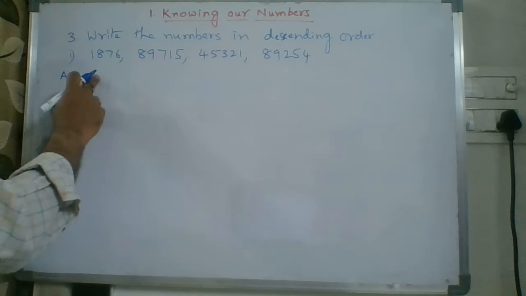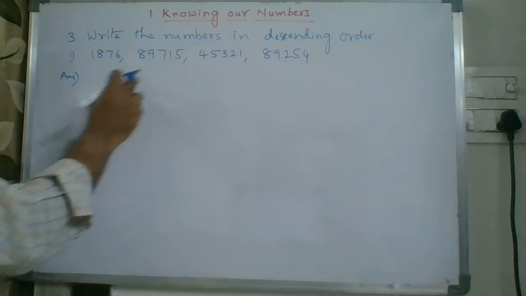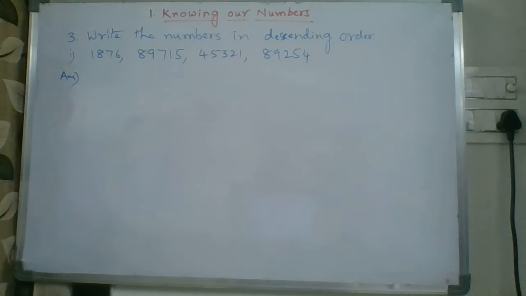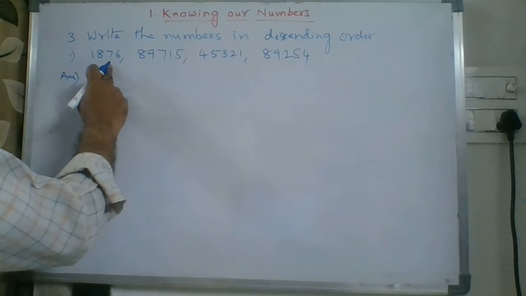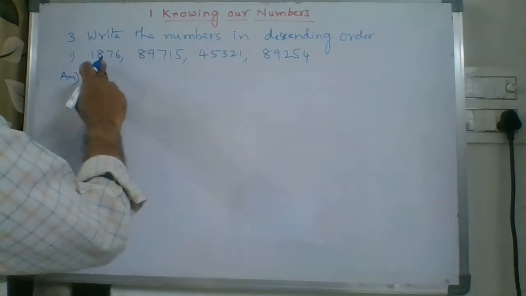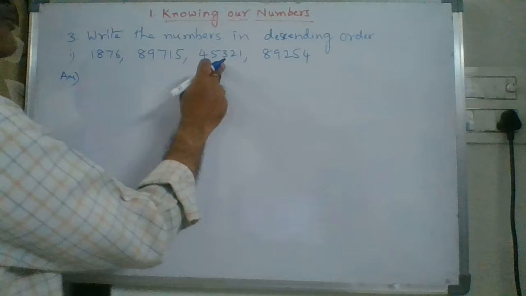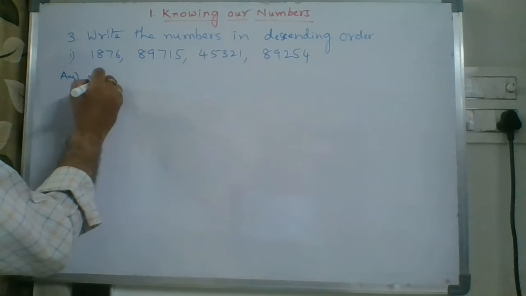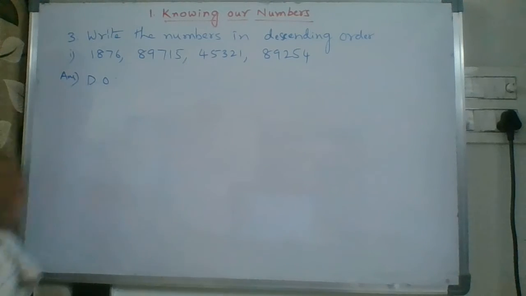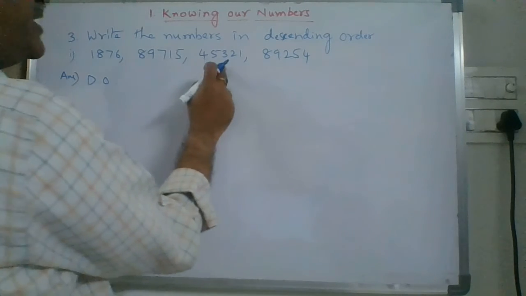Now, the third question is write the numbers in descending order. Descending order means the greatest number to the smallest one. Among these, this number has 4 digits, and the others have 5 digits, so this is the smallest one. Now, descending order, in short, I'm writing DO, and which is the greatest among these three?